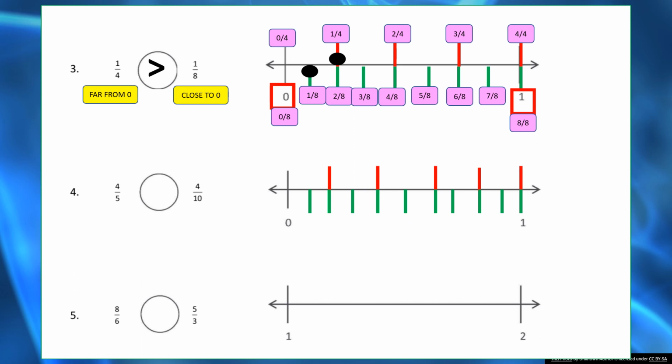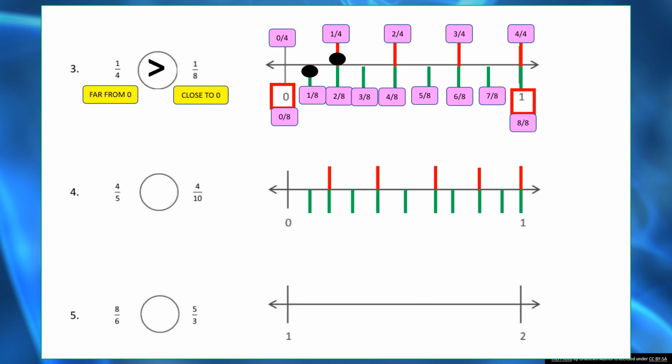Now, notice that for number 3, we were comparing fourths and eighths. A fourth is half of an eighth, or really an eighth is half of a fourth. Look at those lines. Because remember, the smaller the denominator, the bigger the fraction. The bigger the denominator, the smaller the fraction.